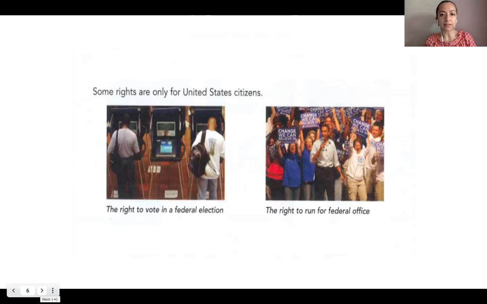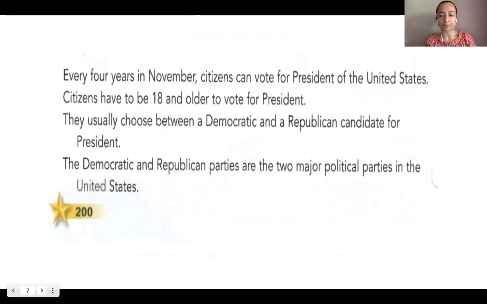There are some rights that are only for United States citizens. For example, the right to vote in a federal election is only for United States citizens. The right to run for federal office is only for United States citizens. Every 4 years, in November, citizens can vote for President of the United States. Citizens have to be 18 and older to vote for president. They usually choose between a Democratic and a Republican candidate for president. The Democratic and Republican parties are the two major political parties in the United States. So remember, citizens 18 and older can vote, and the Democratic and the Republican parties are the two major political parties in the United States.